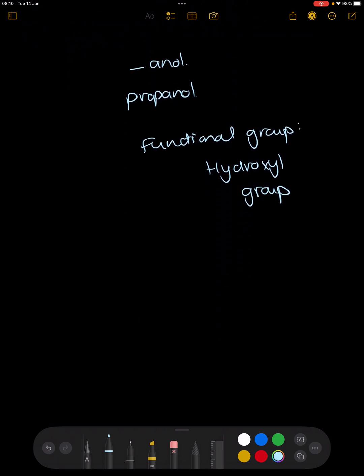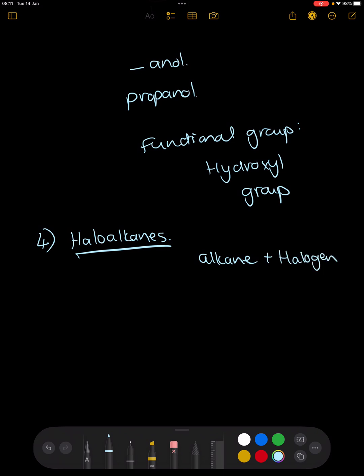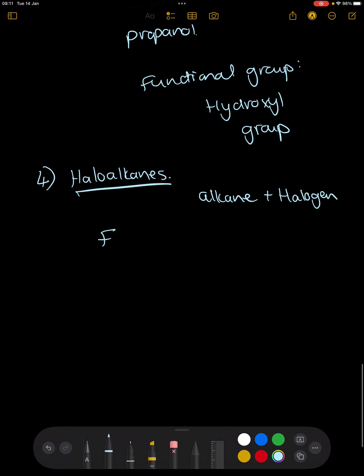Right, the next homologous series, so number 4, is haloalkanes. So it is exactly what it sounds like. It is an alkane that has bonded with a halogen. Right, and if you remember your halogens, we've got fluorine, we've got chlorine, we've got bromine, and we've got iodine. But the names that they get with haloalkanes, F would be fluoro, C would be chloro, B would be bromo, and I would be iodo.